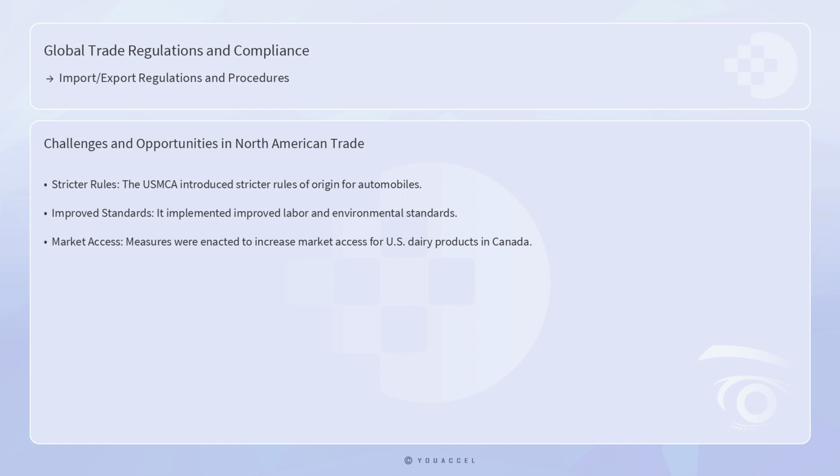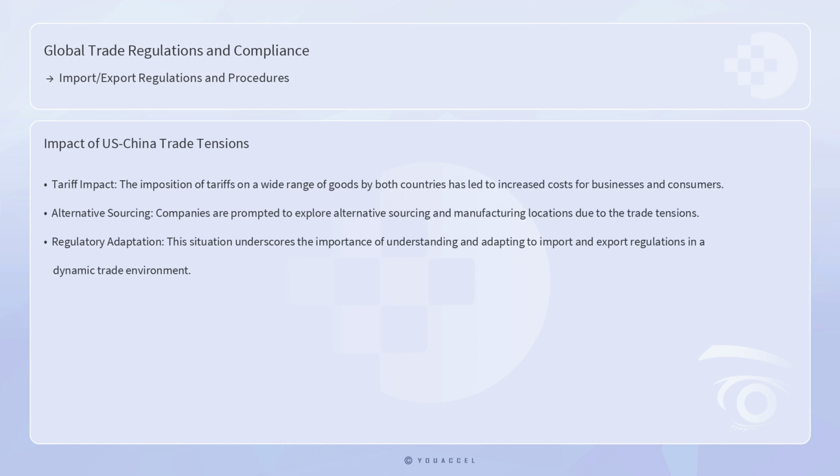Similarly, the ongoing trade tensions between the United States and China have highlighted the impact of tariffs on global supply chains. The imposition of tariffs on a wide range of goods by both countries has led to increased costs for businesses and consumers, prompting companies to explore alternative sourcing and manufacturing locations. This situation underscores the importance of understanding and adapting to import and export regulations in a dynamic trade environment.